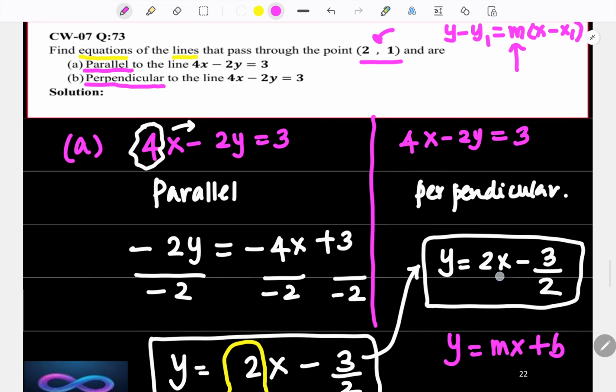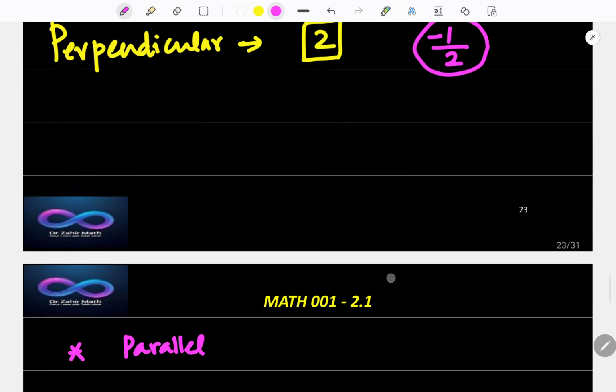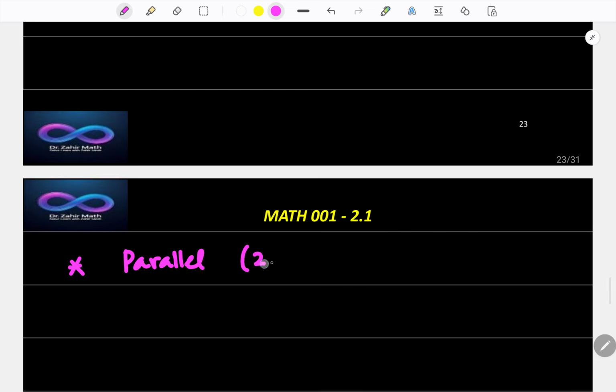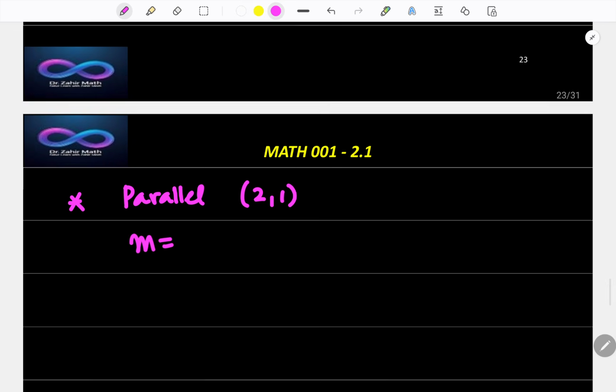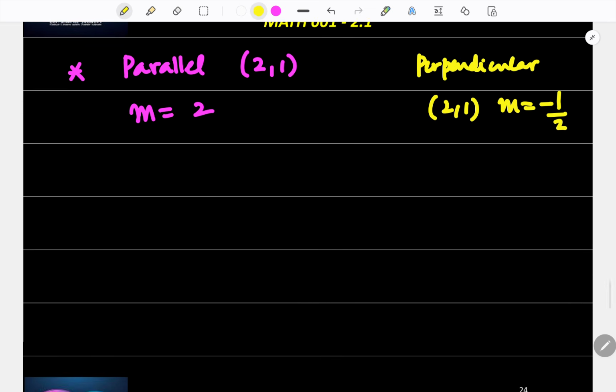Very nice. Okay. So what's the equation now? One point is given, right? 2, 1. So the first thing we are going to find is parallel, right? Parallel, what is your point? The point is, I think, 2, 1, right? Let me see. Yes, 2, 1. So for the parallel, the point is 2, 1 and the slope m is equal to 2, right? And the next is perpendicular. The point is 2, 1 and the slope is negative 1 over 2.